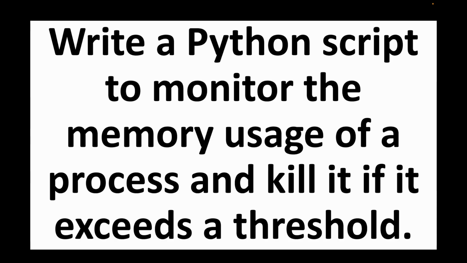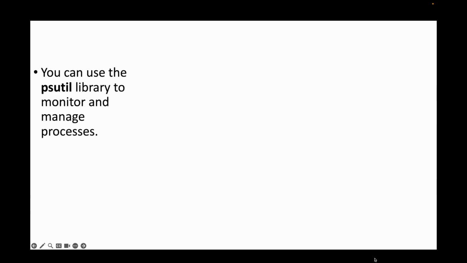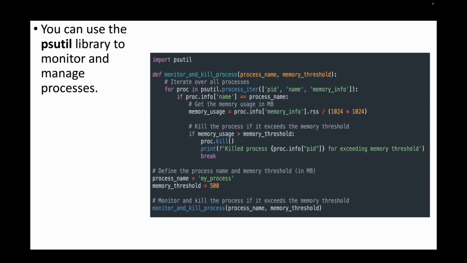The next question we have is, write a Python script to monitor the memory usage of a process and kill it if it exceeds a threshold. So for this, we can make use of the psutil library to monitor and manage our processes. So here is the example script that we have. So what we are doing here is we're using this psutil.process_iter, which is to iterate, or basically we're doing a loop. So we're giving the process ID, the name, and the memory info.